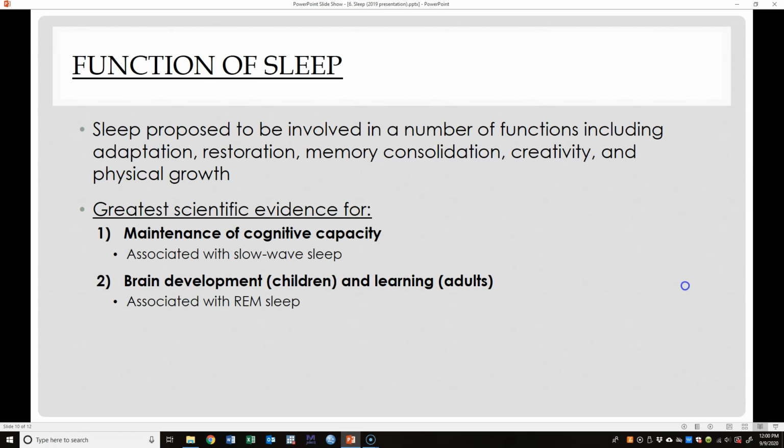We have the most evidence, though, in terms of if we start to deprive people of sleep, what we know for sure is that it seems to be important for our basic cognitive capacity. Cognitive, remember, is just a fancy psychology word for thinking, right? Your ability to maintain attention, to think and fire on all cylinders in terms of day-to-day stuff is maintained a lot by sleep, okay?